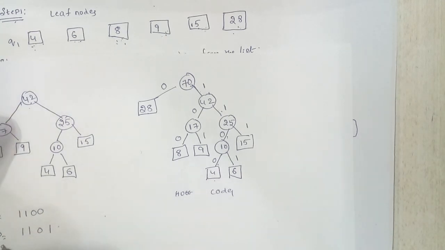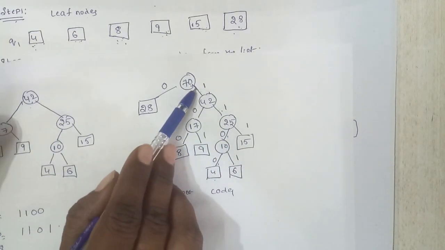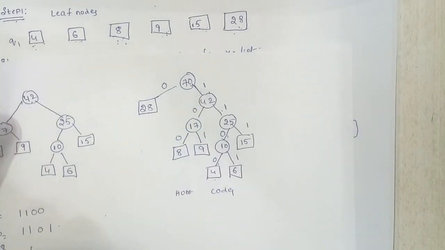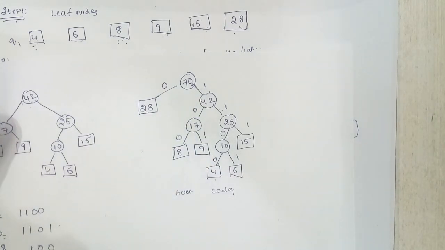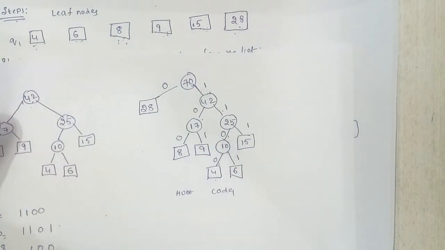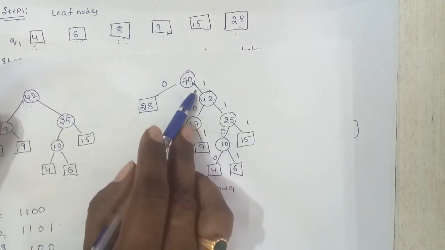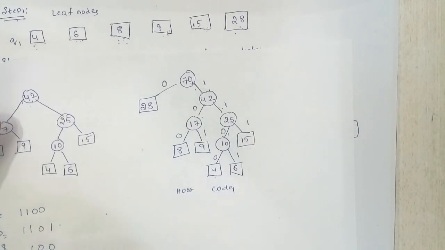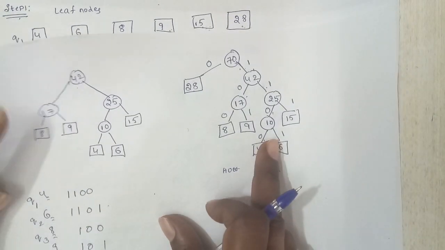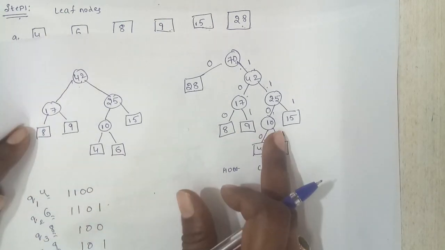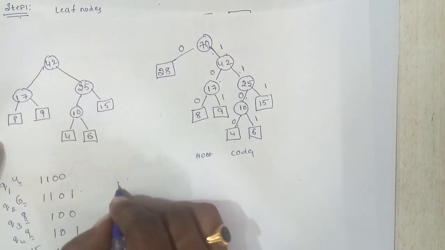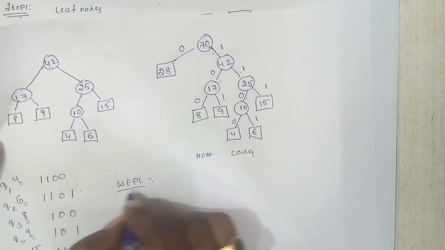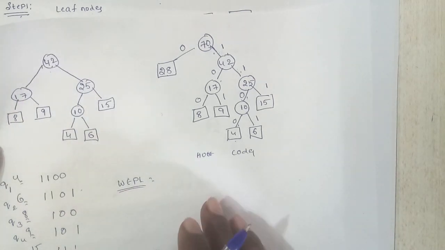Q3, what is the Q3 value in the given question? 8. Code for 8 is 1 0 0. For Q4, that is 9, 1 0 1. Q5, what is the Q5 value? 15, 1 1 1. Q6 value is 28. Simply that is 0. This is the Huffman tree and these are the codes. Finally calculate WPL, that is the weighted external path length.